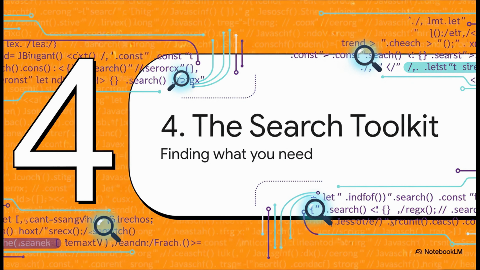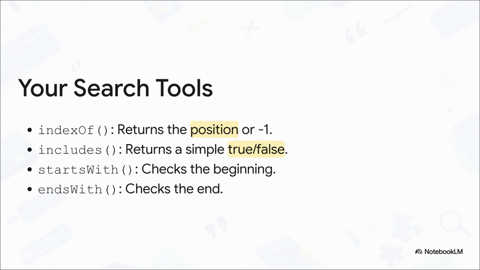All right, let's open up our search toolkit. A huge part of working with strings is finding things inside them, and lucky for us, JavaScript gives us a fantastic set of tools for exactly that. Here are your four main search methods. If you need to know where something is, use .indexOf. But if you just need a simple yes or no answer, .includes is your best friend. It's just so much cleaner and more readable. And for checking the ends of a string, .startsWith and .endsWith are perfectly named and do exactly what you think.